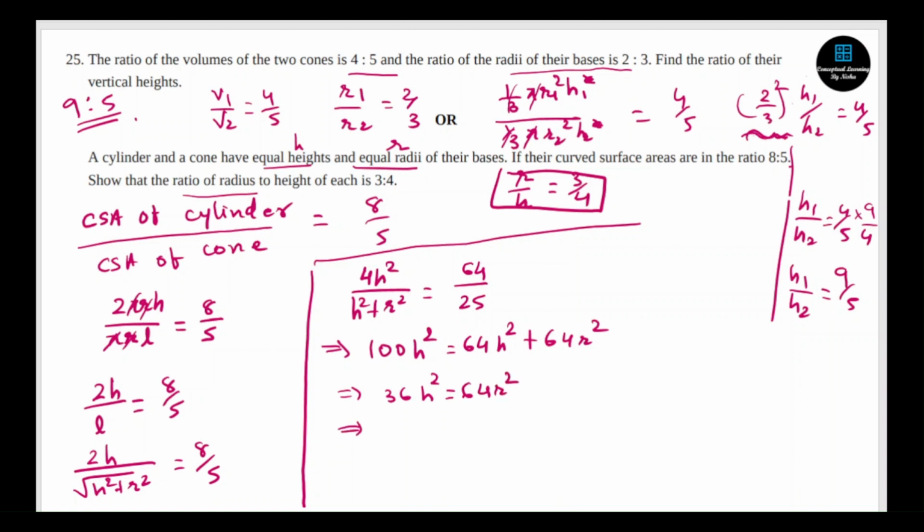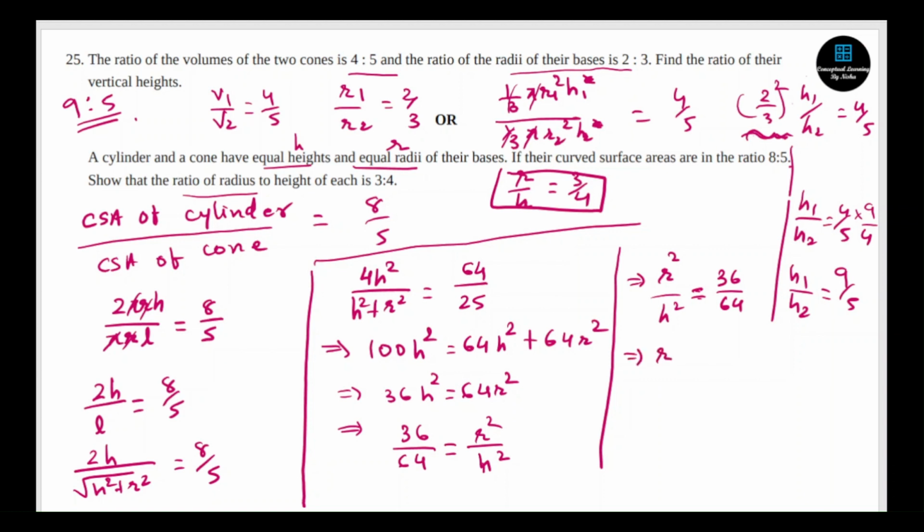Now we want the ratio of r to h. So I'll write this as 36 upon 64 equals r square upon h square. First let's take the square root and then simplify. So r square equals 36 over 64. Take the square root. So r to h equals 6 to 8, and this is also 3 to 4. So we simplified this, right? So hence we proved it. I hope you understand this.